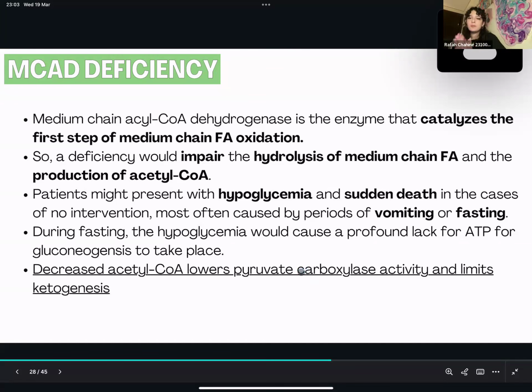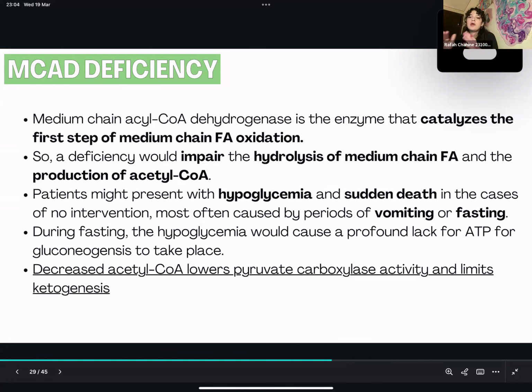So all I want you to know about the MCAD deficiency is MCAD stands for medium chain acyl-CoA dehydrogenase, and it is the enzyme that catalyzes the first reaction of beta oxidation of medium chain fatty acids. And so a deficiency in this enzyme would impair the breakdown of medium chain fatty acids and decrease the production of acetyl-CoA. How are these patients going to present? They're going to present with severe hypoglycemia and possible cases of sudden death if no intervention. These cases are mostly exacerbated or worsened by vomiting and fasting.